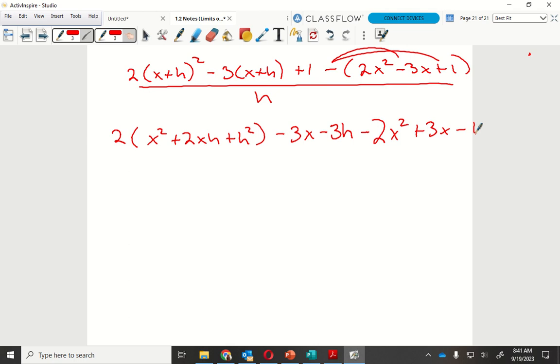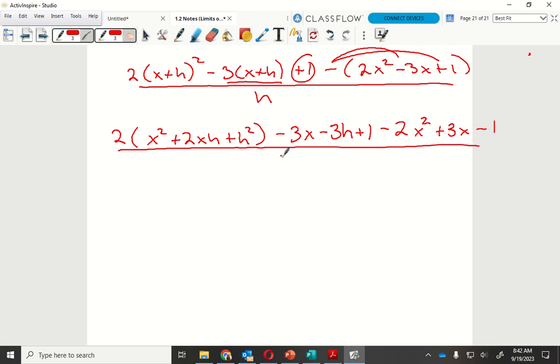All over h. I'm missing a plus 1 here, and yes, I am. I thought I did say it, but I still did not write it. Plus 1. So after this piece right here, there's this plus 1. Then minus 2x squared plus 3x minus 1. There we go. So as I go through, and all this is going to be over h, so I don't lose that, I'm going to distribute my 2 in here.